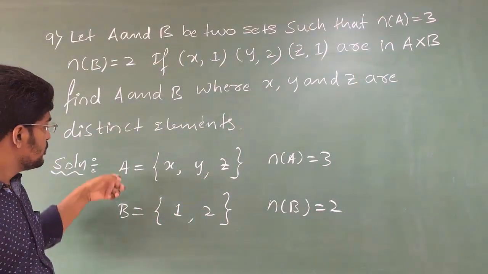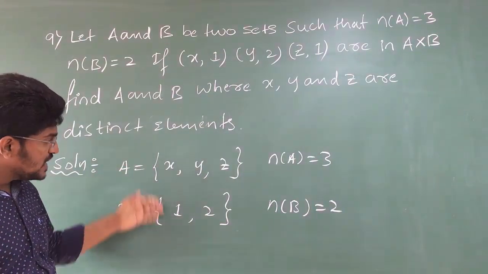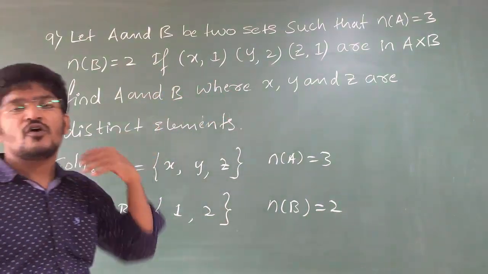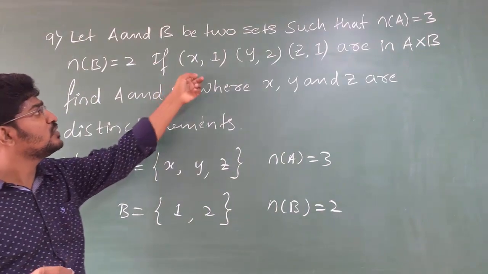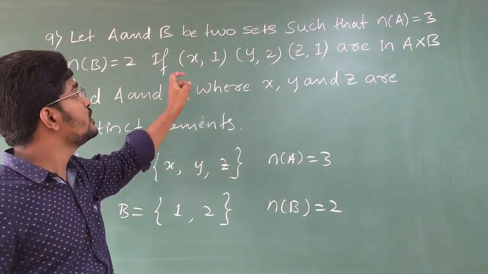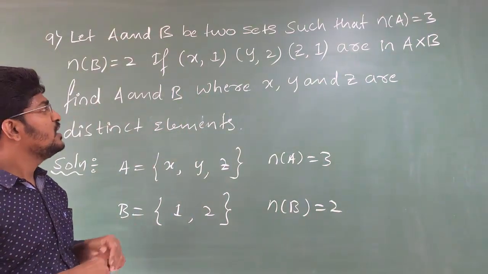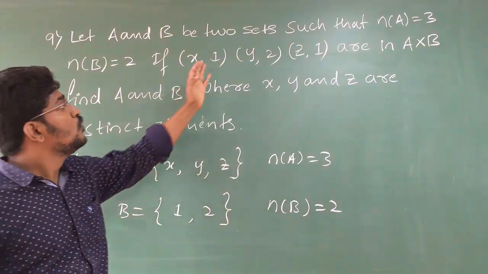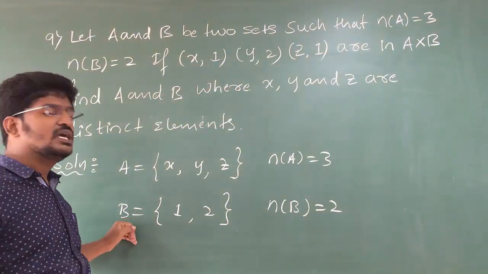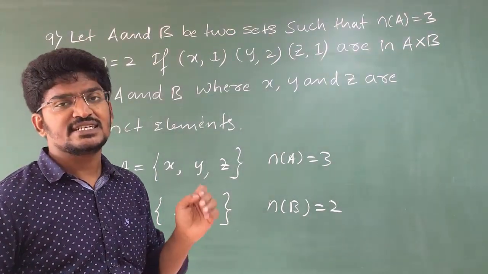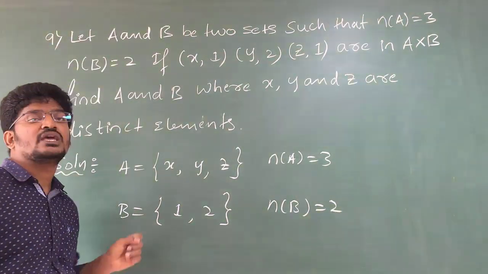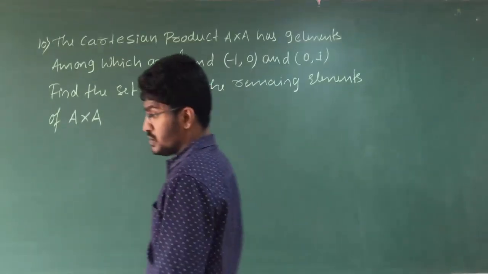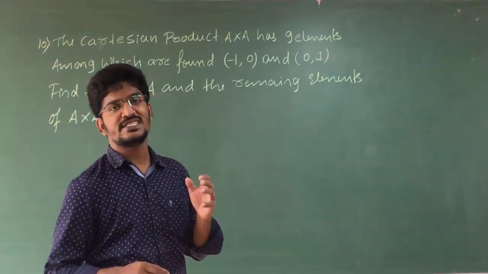If you have any doubts, you make a cross product of A cross B. Again you are going to have the elements x comma 1, y comma 2, z comma 1, and the remaining ordered pairs are also going to come. But here they have given only 3 ordered pairs. From those 3 ordered pairs we have to choose. Clear? So from these 3 ordered pairs, x, y, z I can separate in the set A, and 1 comma 2 I can write separately in the set B, so that set A is the set of x comma y comma z and set B is 1 comma 2. Clear? Very simple question.